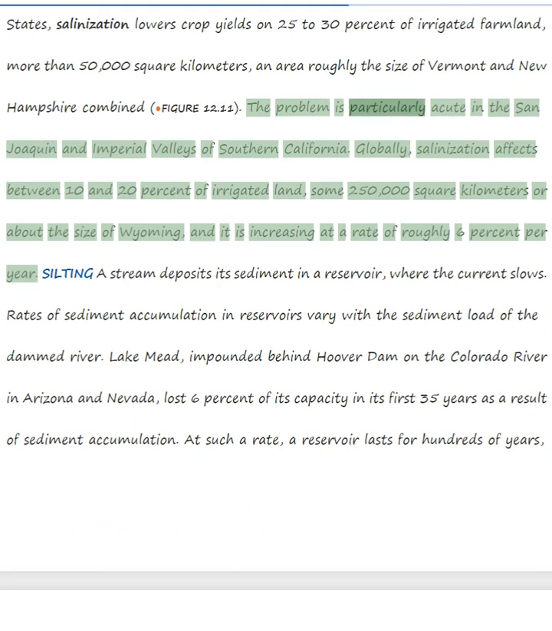The problem is particularly acute in the San Joaquin and Imperial Valleys of Southern California. Globally, salinization affects between 10 and 20% of irrigated land, some 250,000 square kilometers or about the size of Wyoming, and it is increasing at a rate of roughly 6% per year.